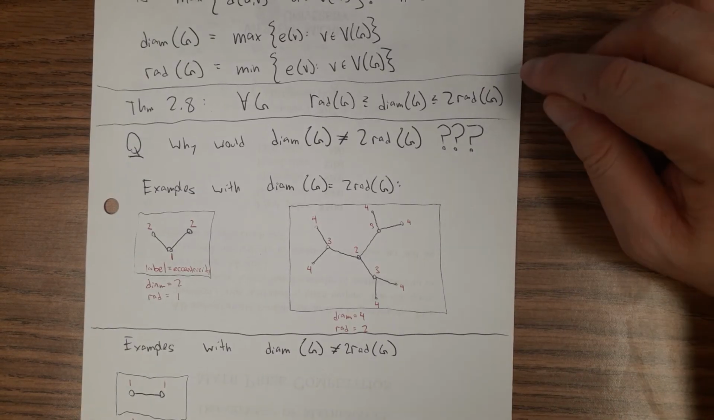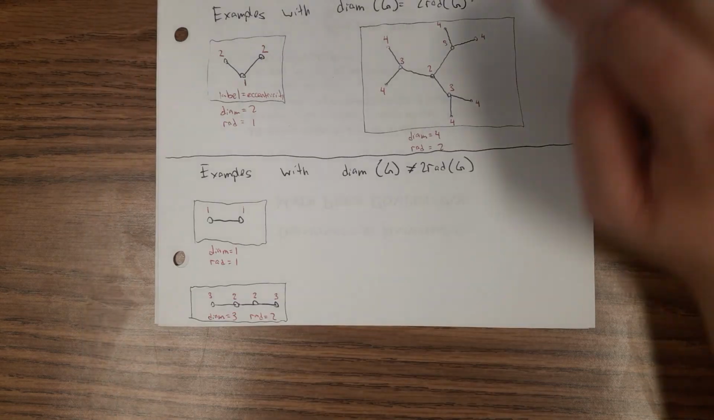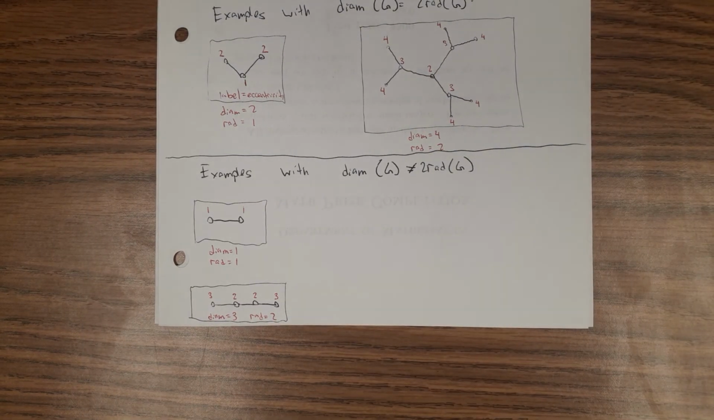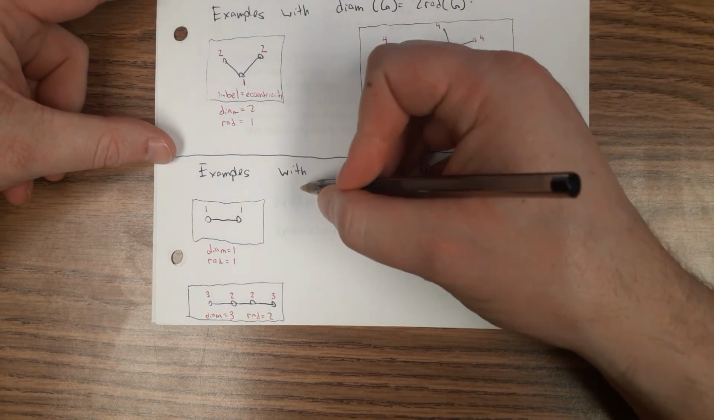Of course, the inequality is still true in the theorem. The diameter is less than or equal to 2 times the radius. 3 is less than or equal to 2 times 2. But it's not equal. So that's one way. The diameter can just be an odd number. But then let me draw at least one more example.